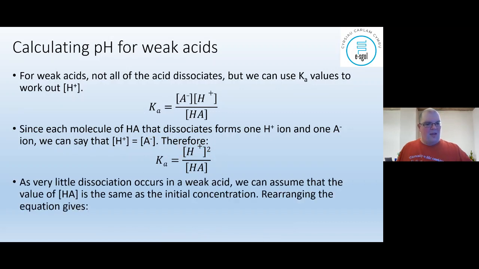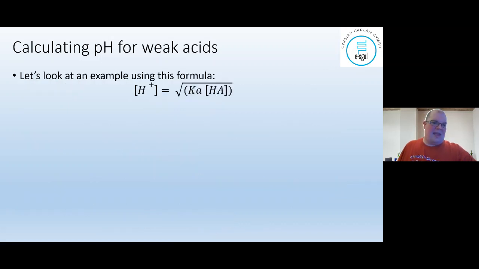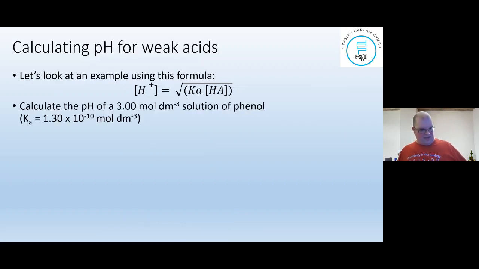Once we've got that, okay, we can basically say that the concentration of HA is the same as the initial concentration because it dissociates so little that it practically is the same concentration. So we end up with this expression. H plus is equal to the square root of Ka times HA. Okay. And then once we've got that formula, we can make use of it.